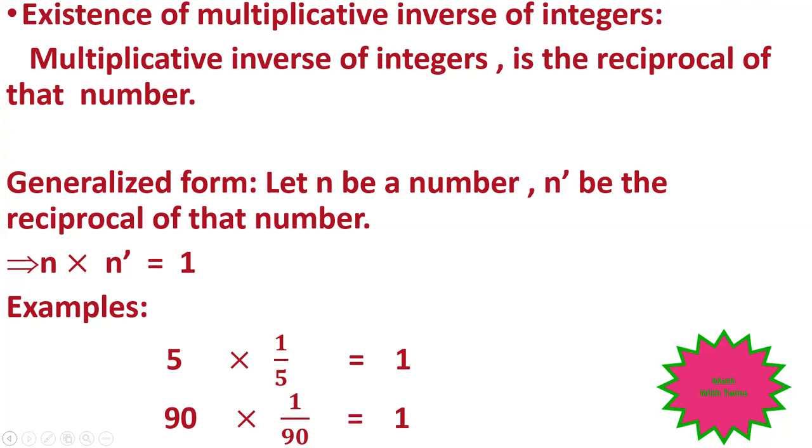Next, 90 into 1 by 90. Here, 90's reciprocal is 1 by 90, because in the fractional form 90 is 90 by 1, and the reciprocal has numerator 1 and denominator 90. So 90 and 90 get cancelled off, which results in 1. This is how the existence of multiplicative inverse of integers holds good.